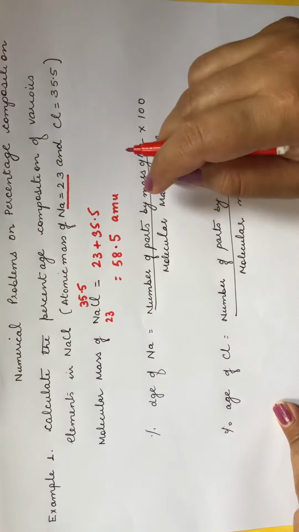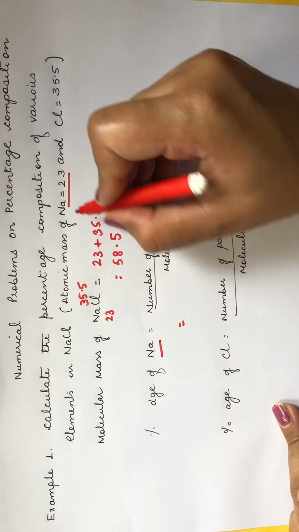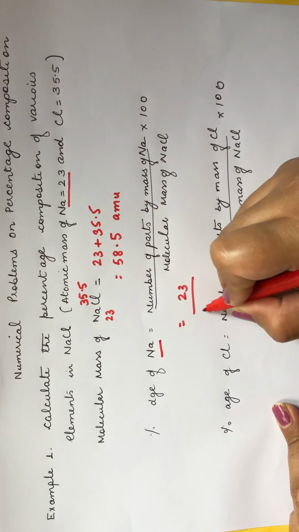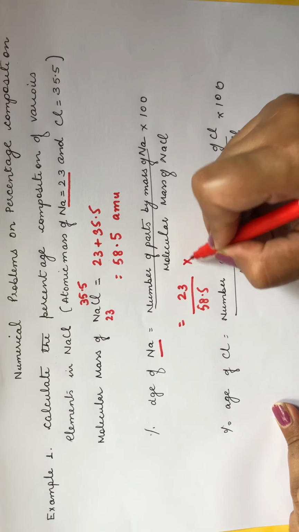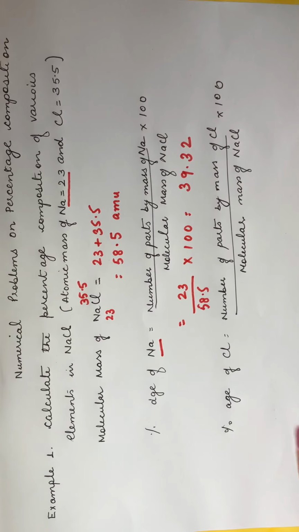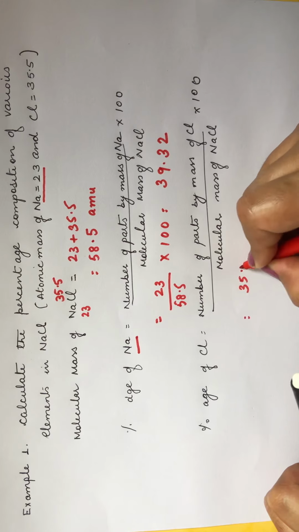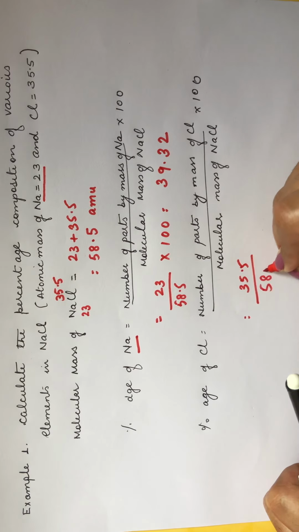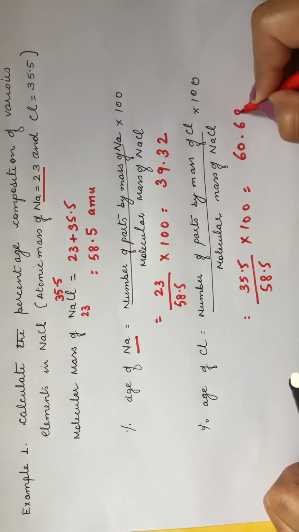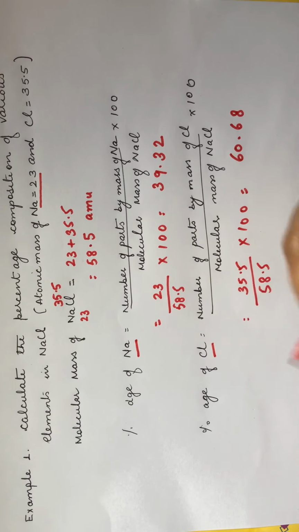Now this is the total mass of the compound and we have to determine the percentage of sodium. What is the atomic mass of sodium? That is 23. And what is the total mass of the compound? That is 58.5, into 100. So calculate and find out the answer. Then the percentage of chlorine. What is the mass of chlorine? That is 35.5 over 58.5 into 100, which comes out to be 60.68. So in this way you can calculate the percentage of various elements in the compound.